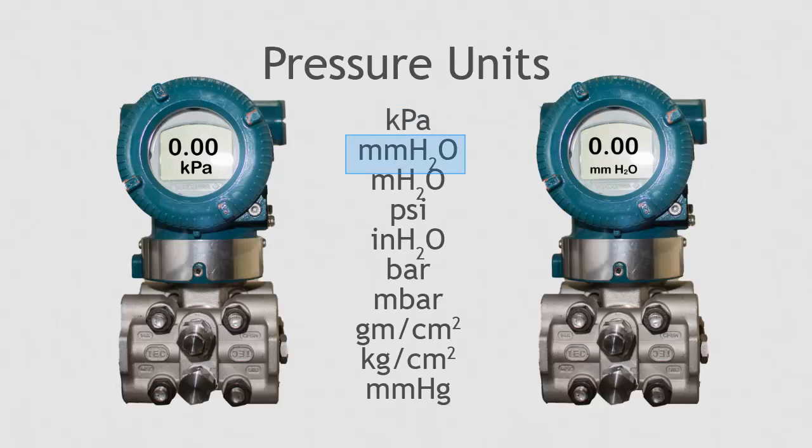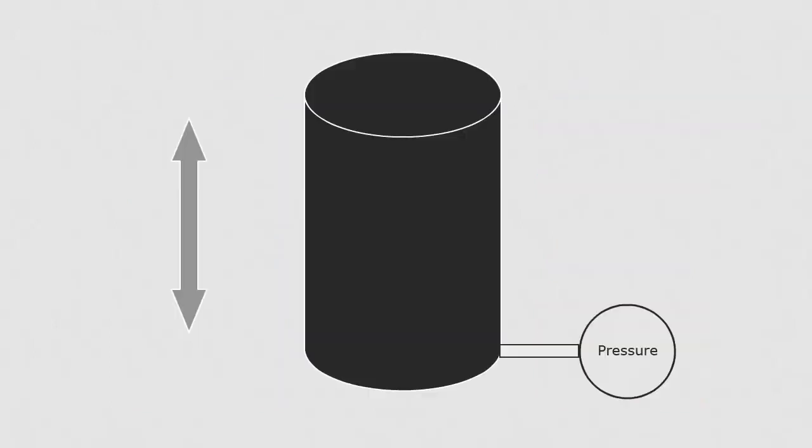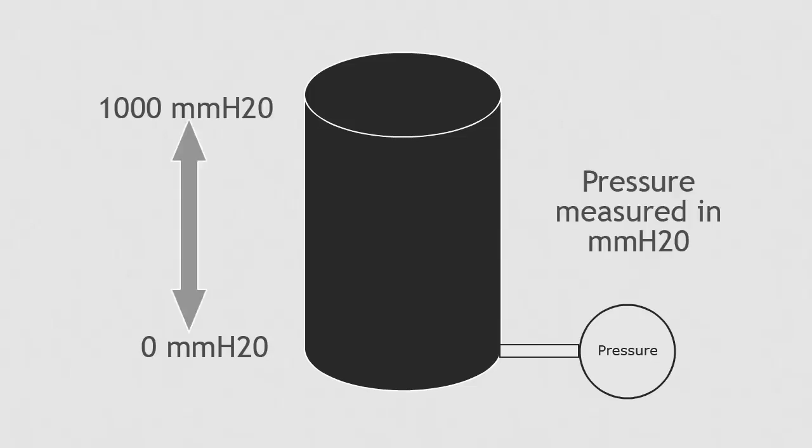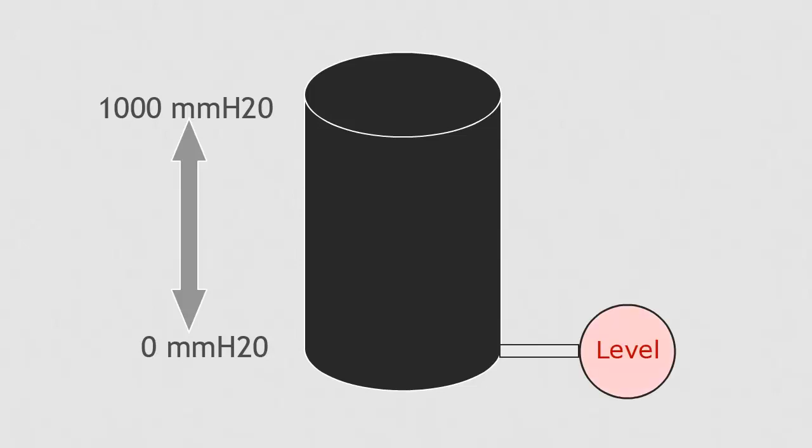Most transmitters have the option to change the units from kPa to millimeters of water, or meters of water. A transmitter could be configured to have a lower range value of 0 millimeters of water and an upper range value of 1,000 millimeters of water. Millimeters of water becomes a unit of pressure measurement. The pressure transmitter can be used to measure level in the tank.